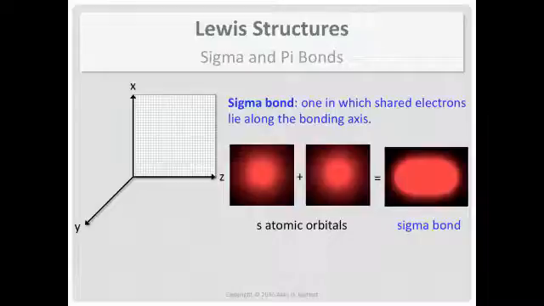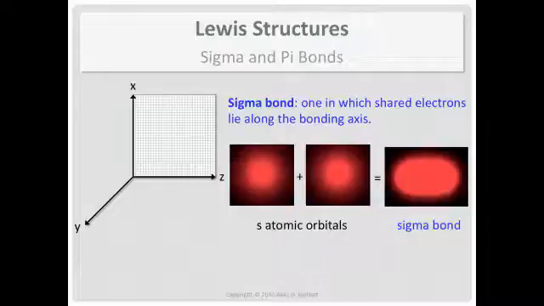And the sigma bond is a bond in which the shared electrons lie along the bonding axis, along that z-axis. If you look at the one on the right, think of it as a hot dog. So the hot dog is where you expect to find the electron density for the bond that's shared between the two oxygens. Well, we have s orbitals and we have p orbitals. So we have one s orbital from each that combines to make this sigma bond.